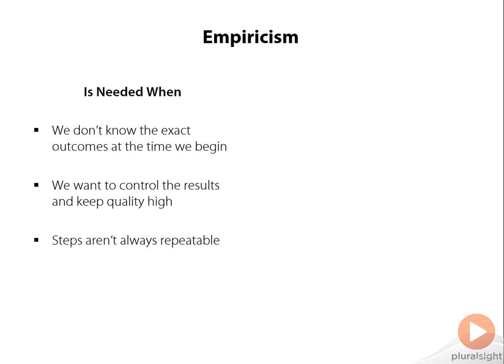In order for an empirical system to be successful, however, it has some requirements of its own. Specifically, empiricism requires these three things: transparency, inspection, and adaptation. These are big $5 words, as my dad would say. Let's tease them apart a little bit.